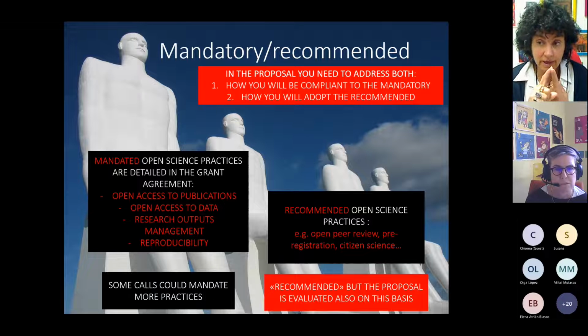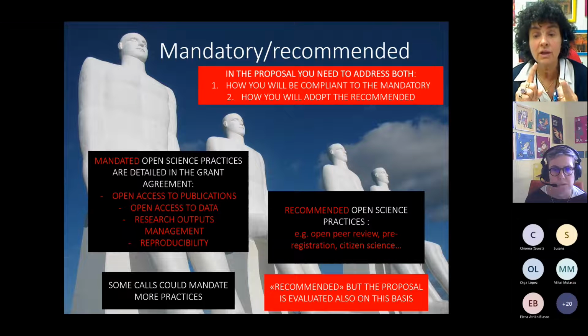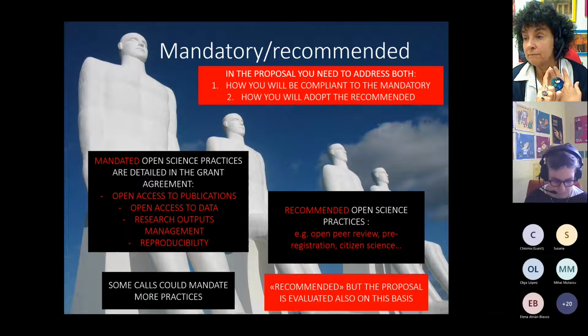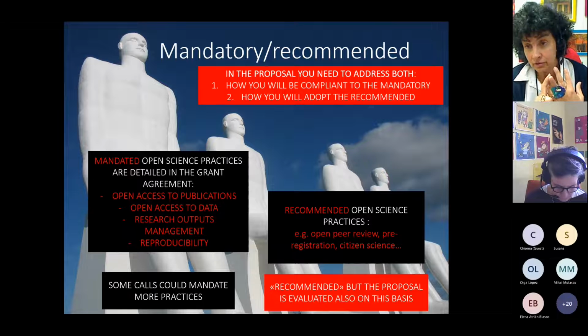How you will be compliant to the mandatory policies, for instance, where are you going to publish, okay? So which one of the three options are you going to go? How are you going to manage your FAIR data, and so on? And the recommended practices. Meaning, are you pre-registering your experiment? Are you going for open peer review? Are you going for, I don't know, share your code? Are you going to share your bibliographies? So whatever you are going to do, you have to address in the proposal page, okay?